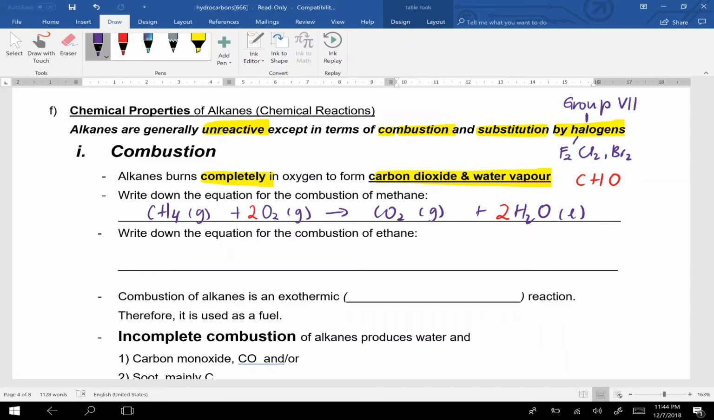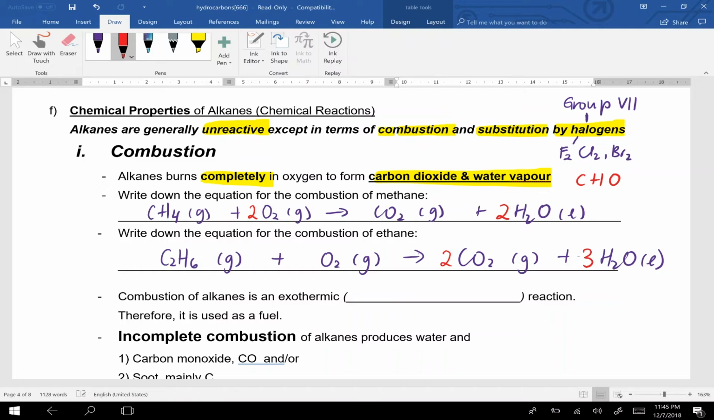So let's try for ethane. For ethane, C2H6 is still a gas, plus O2 gas will give me CO2 gas plus H2O. Okay, so again we balance in the order of C, H and O. 2 carbon, 2 carbon, 6 hydrogen, so here I have to put 3. So now on this side I have 4 plus 3, 7 oxygen.